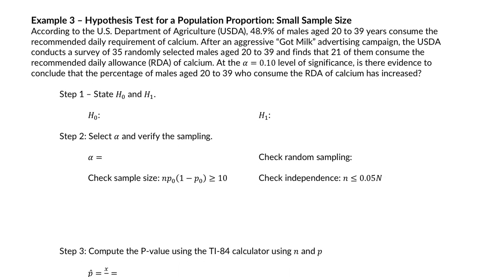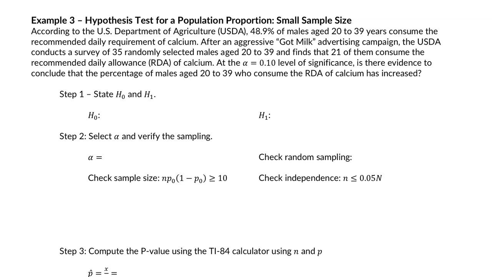Example 3, according to the USDA, 48.9% of males aged 20 to 39 years consume the recommended daily requirement of calcium after an aggressive Got Milk advertising campaign. Do y'all know what the Got Milk advertising campaign is? Yeah. Okay, this was like a big deal when I was a child. Every billboard, every commercial break, they really, really pushed us to drink milk because milk has a lot of healthy things for it. So it's a huge campaign in the early aughts in the 90s.